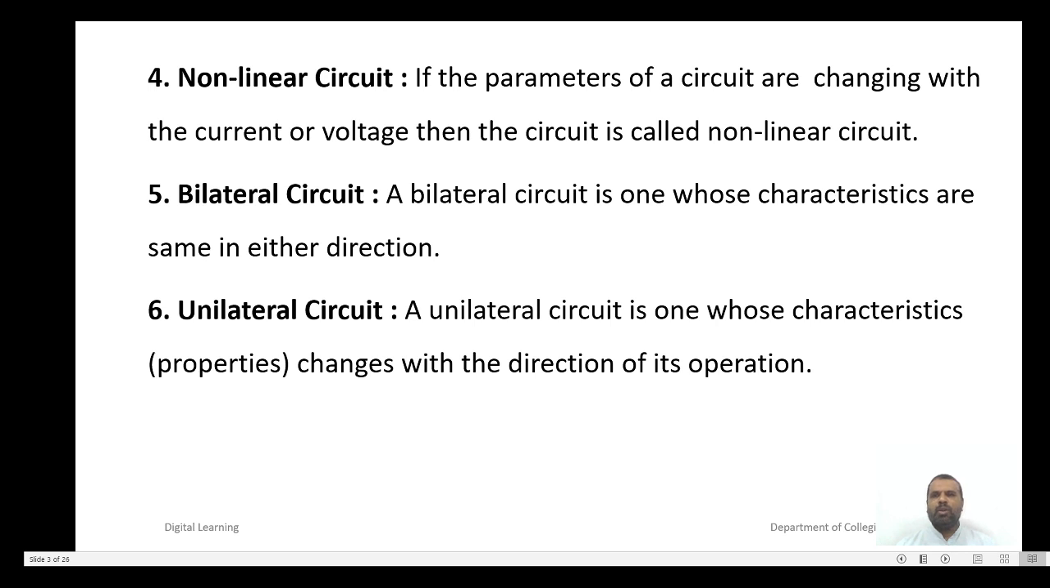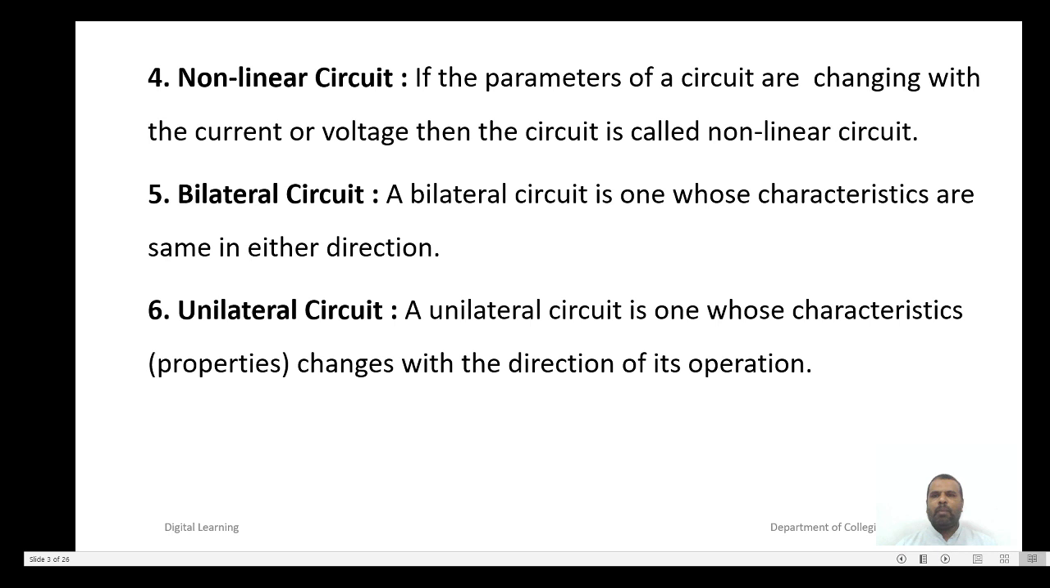Fourth one, non-linear circuit. If the parameters of a circuit are changing with the current or voltage, then the circuit is called a non-linear circuit. It means that when you change the current or voltage, the parameters also change. That type of circuit is called a non-linear circuit.